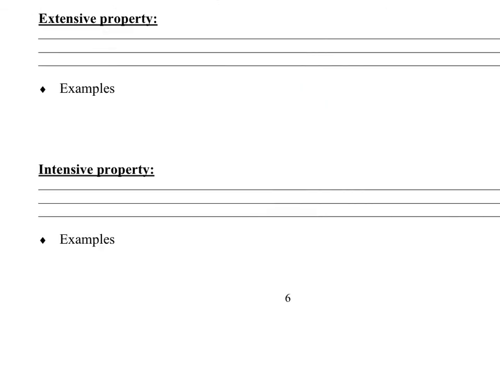Now we use two different distinctions for identifying types of properties. Now all that a property is, is a description of something. And we have extensive properties and intensive properties. An extensive property is a description that depends on the amount of substance present.